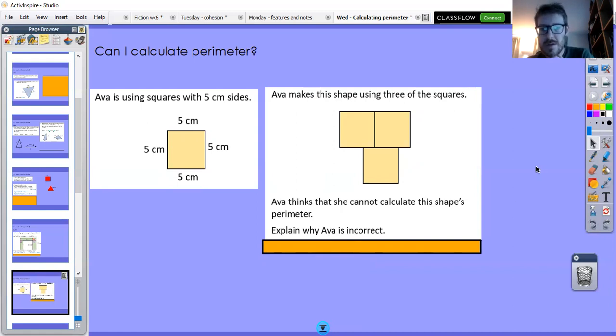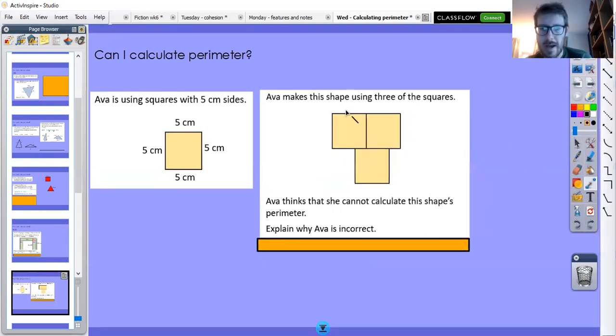Okay, so she might think that she's incorrect because of what's going on here. Well, does that matter? Let's see if we can work it out anyway. So we know that from there to there will be 2 lots of the 5, so we know that will be 10 centimeters. We know from there to there will be 5. We know from there to there will be 5. We know from here to here will be 5. But what about these 2 bits?